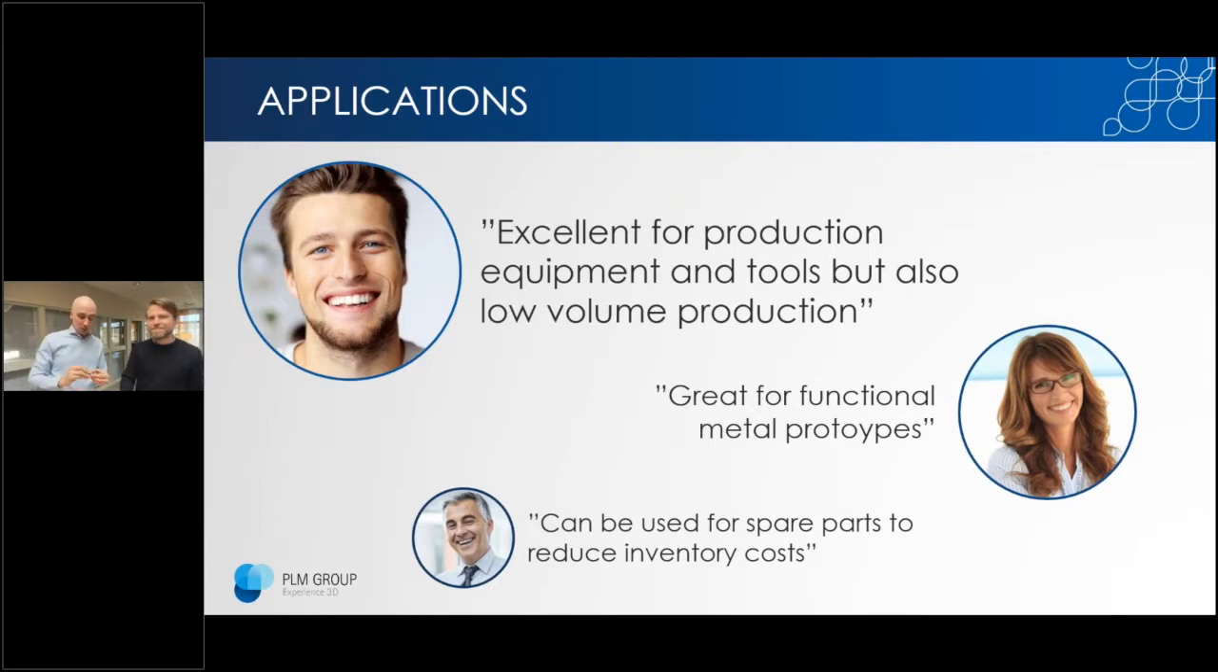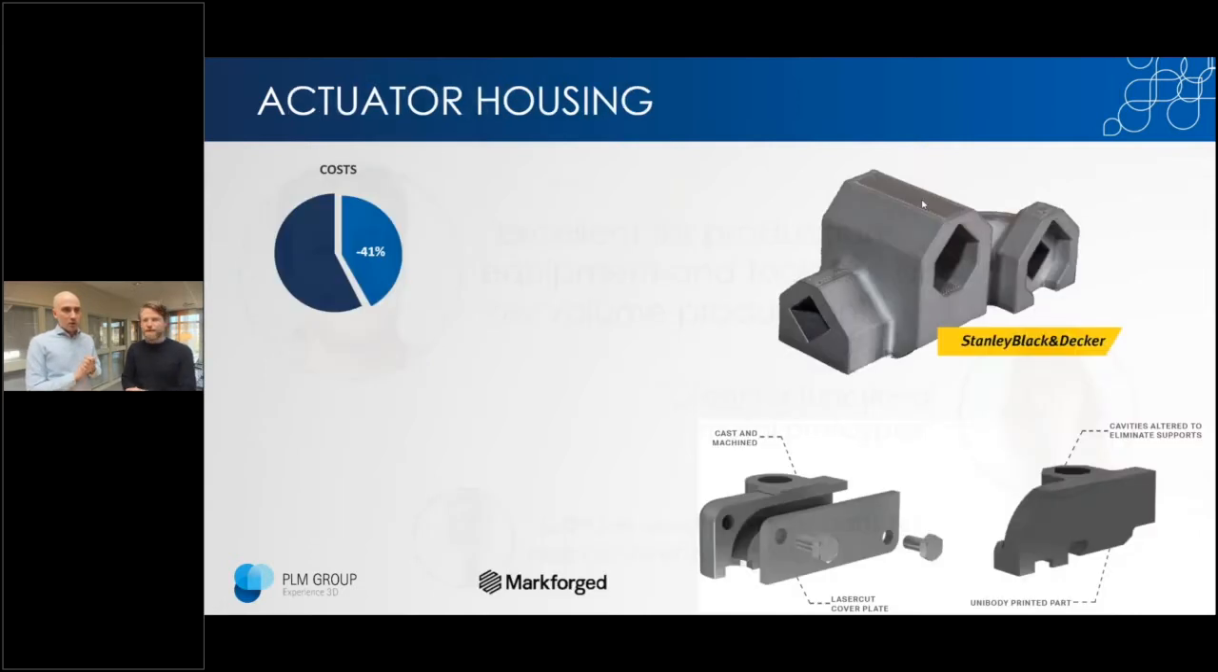So really nice if you want a cheap way to produce metal parts with 3D printing. Okay. Right. Some applications. Let's see. There we go. So this is a case from Stanley Black & Decker, a part that was previously made out of 4 parts and then assembled. It's part of an actuator housing for an outdoor tool.